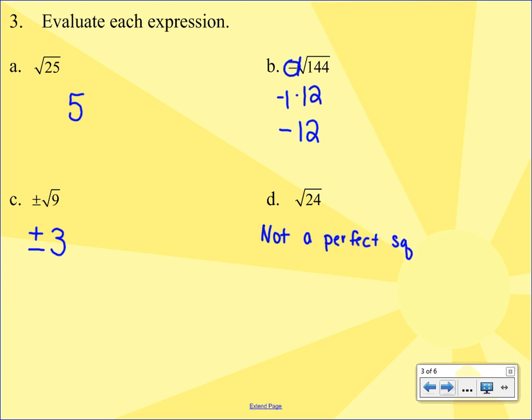which means we don't have a nice answer. We can't just evaluate it like we have been in the other ones. So what we're going to be doing and what we're going to learn next is how to use a factor tree.